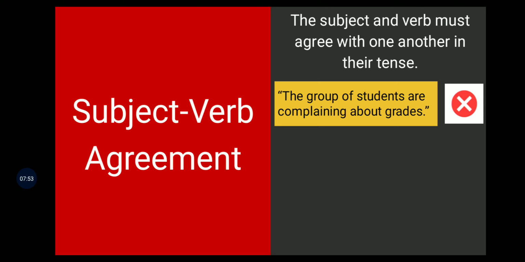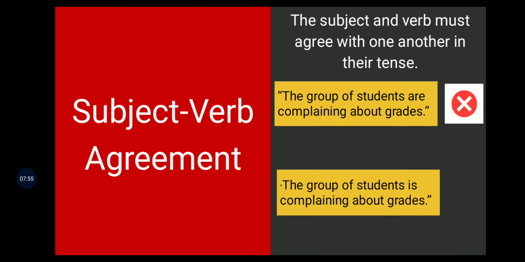Now, look at a better way. The group of students is complaining about grades. So the subject group is singular. The verb is singular again. So this is definitely the correct way of writing this sentence.